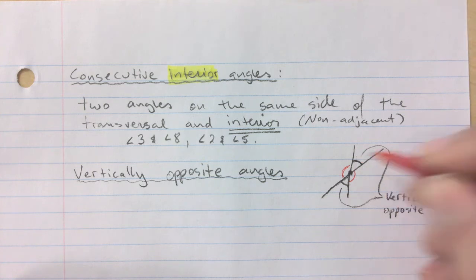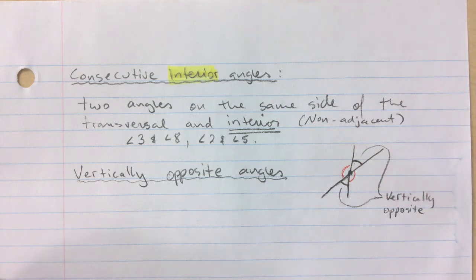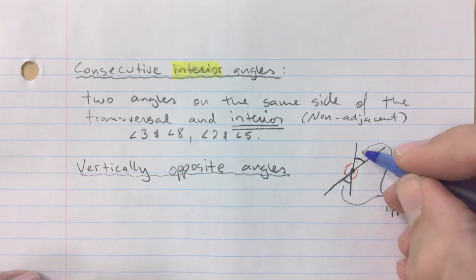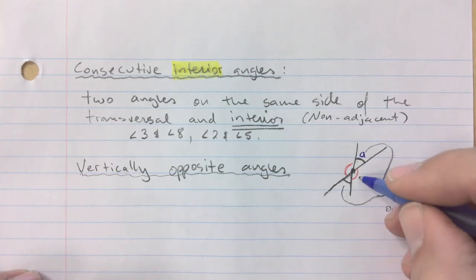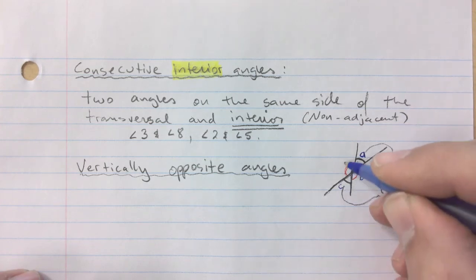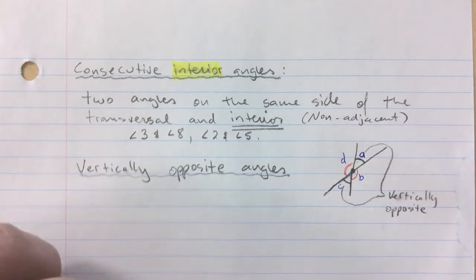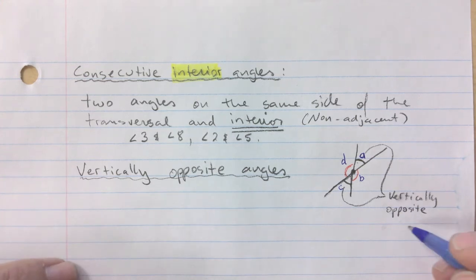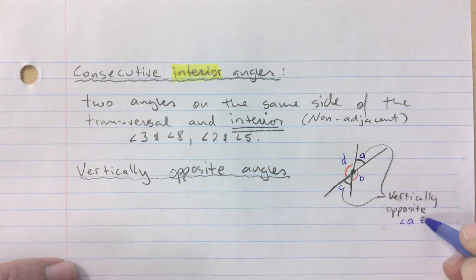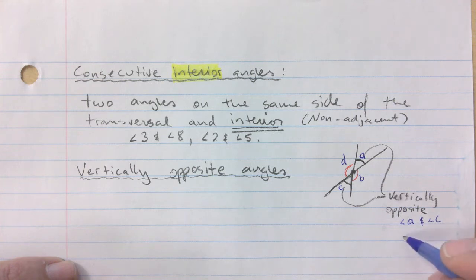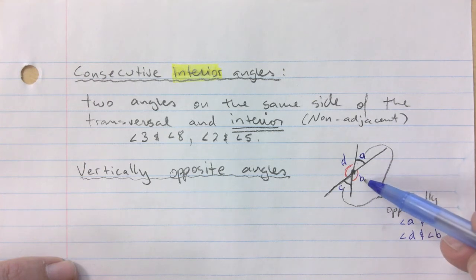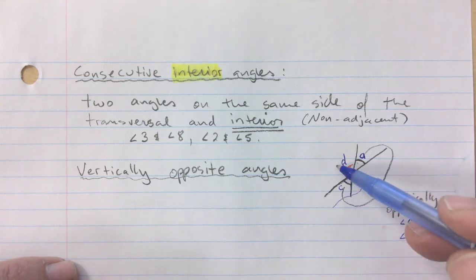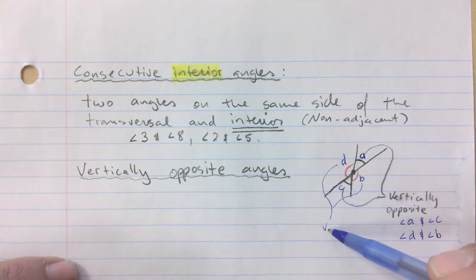So how about we do this? I'm going to use a blue pen here. Let's call this lowercase a, b, c, and d. So angle A and angle C would be vertically opposite, as well as angle D and angle B. These two are also considered vertically opposite. I just call them VO.